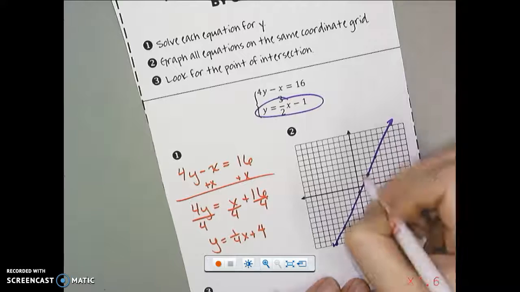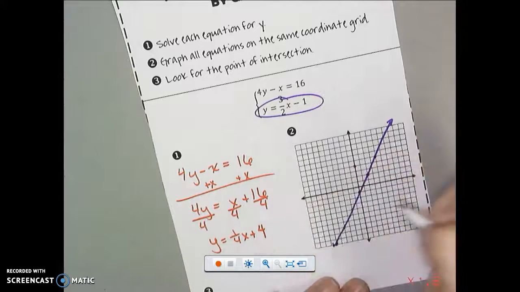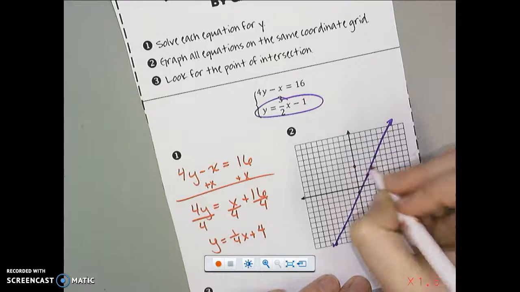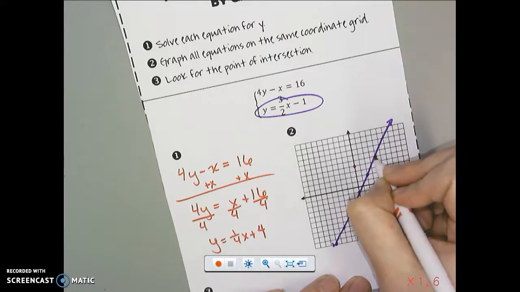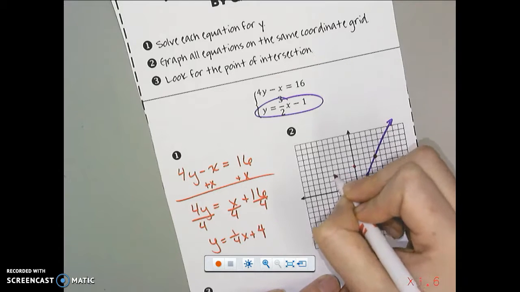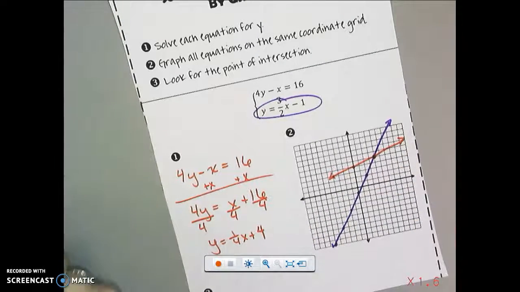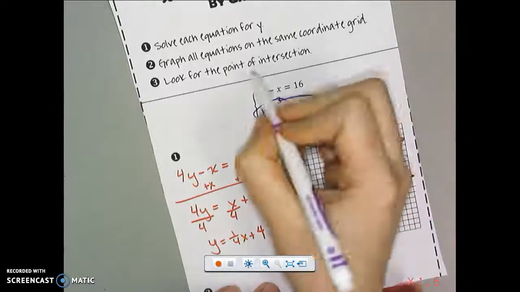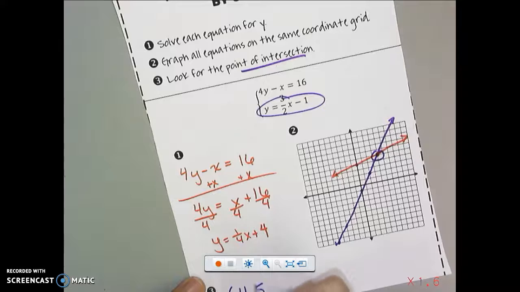So I'm going to go to 4, and my slope is +1/4, so up 1 over 4. Oh, I love it when they're so easy. And now we're just going to find our solution, where our lines cross, so we're going to look for the point of intersection, and my point of intersection is 4, 5.